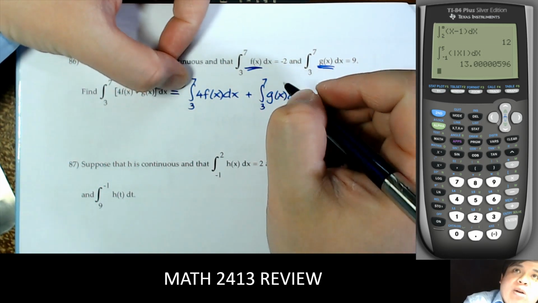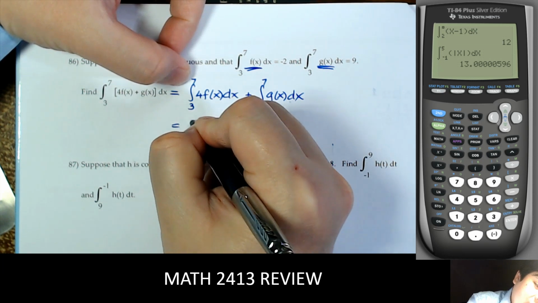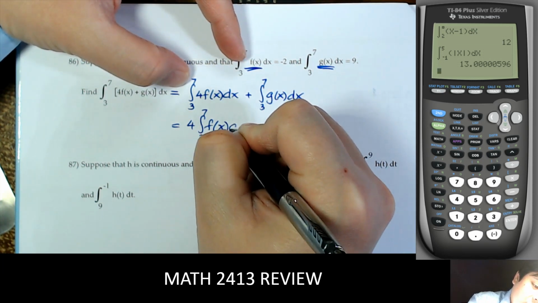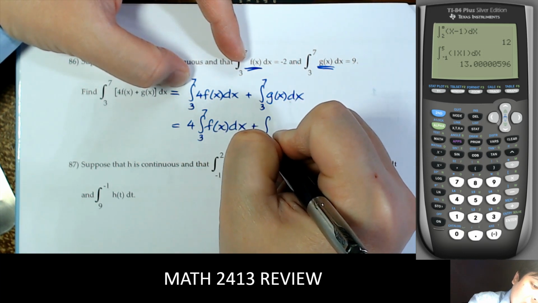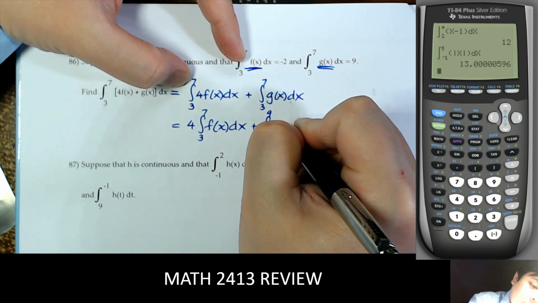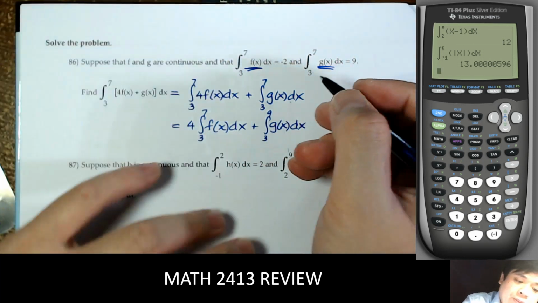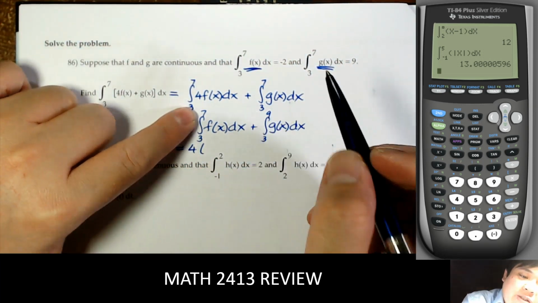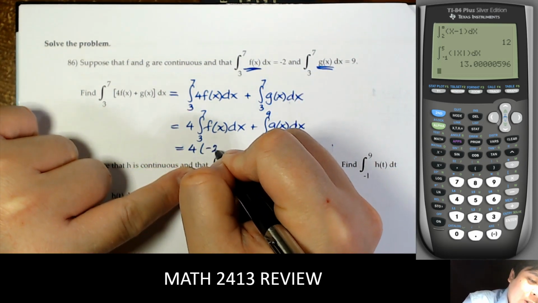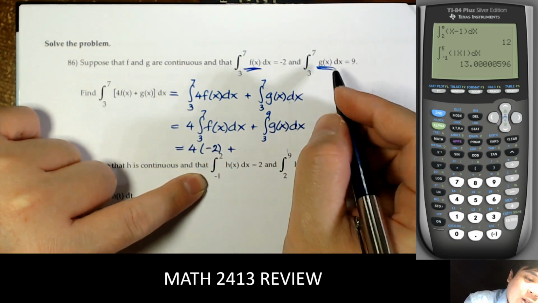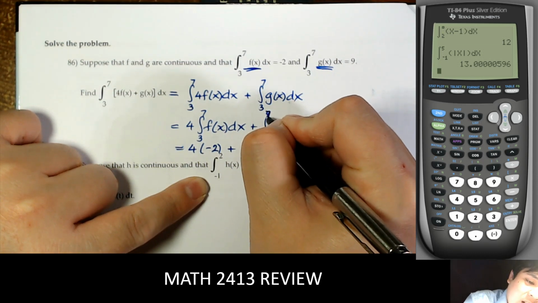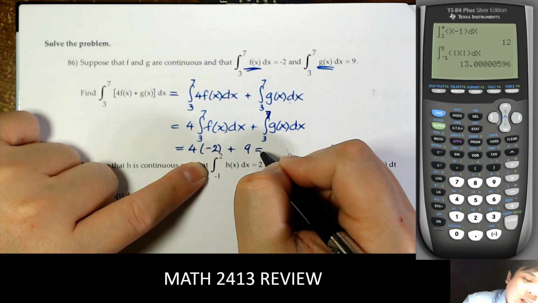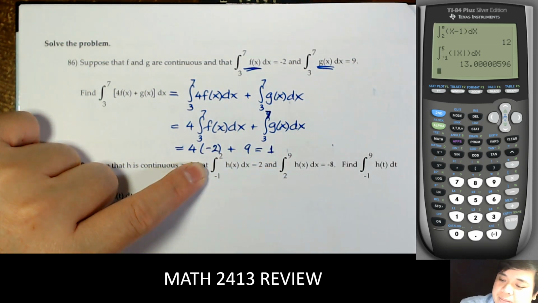I can take the 4 outside as well. Therefore, from 3 to 7, the integral is -2. And the integral from 3 to 7, I don't know why I wrote 9 there, the integral is equal to 9. So that's -8 plus 9, so it's going to be 1.